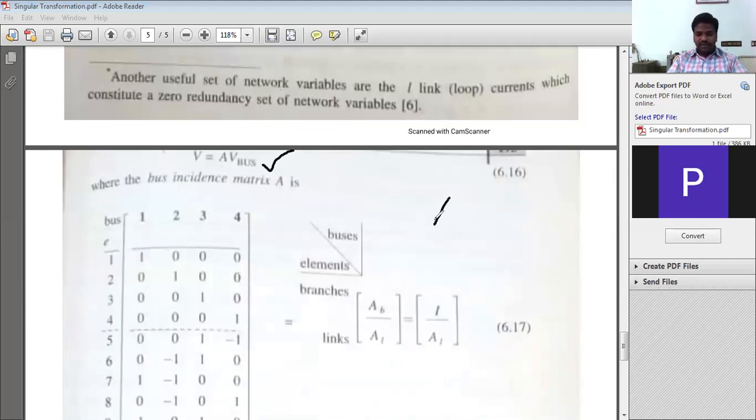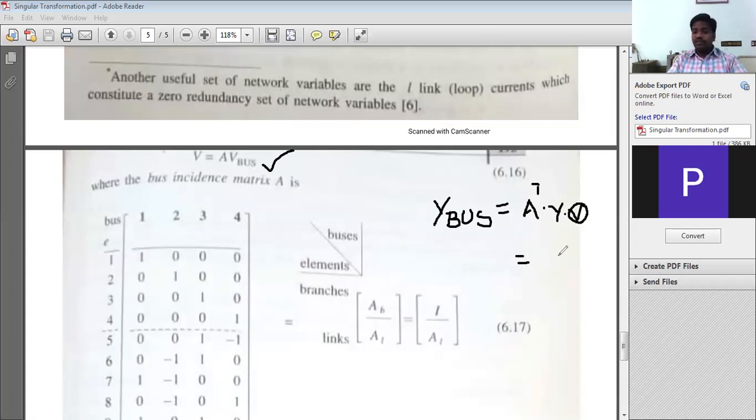So in the last class, we have deduced some expression that Y bus is equal to A transpose into Y into V. Already we have deduced this equation. So now we are going to substitute, V is equal to A into V bus.